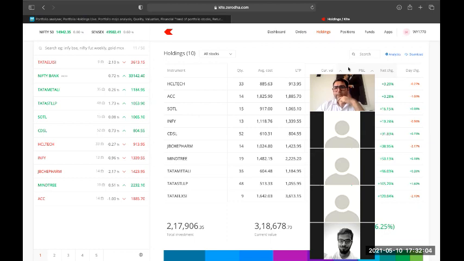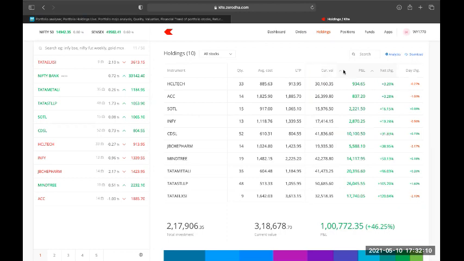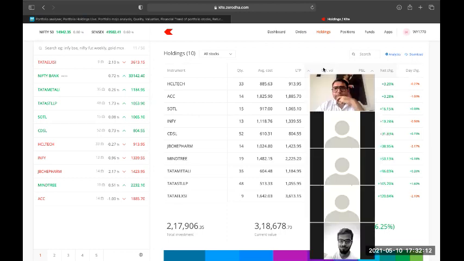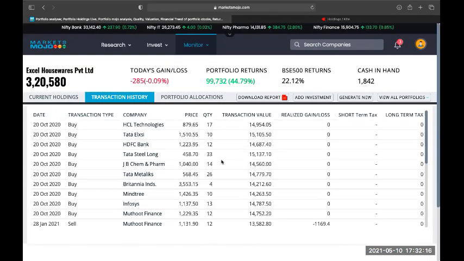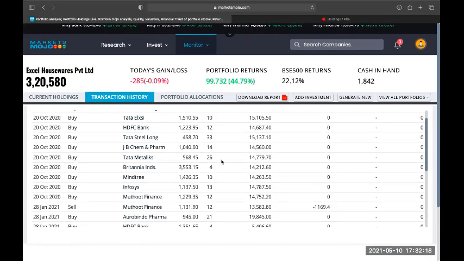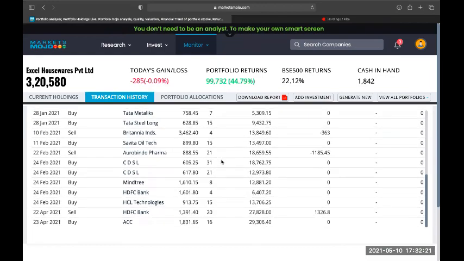Hi Satish. So does this Market Mojo show you some kind of drawdown, like what you showed in that transaction history? That is for the trades that you have already completed. But what about the status, like how your current holdings are performing?